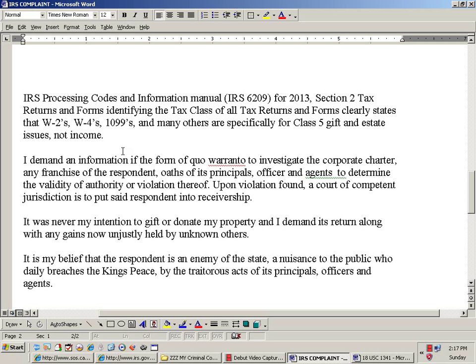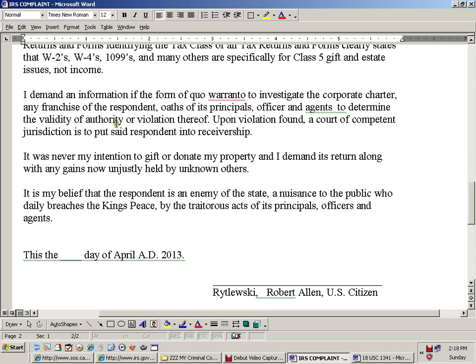It was never my intention to gift or donate my property, and I demand its return along with any gains now unjustly held by unknown others or the respondent. I guess I'll add that in there. It is my belief that the respondent is an enemy of the state, a nuisance to the public, whose daily breaches the king's peace by the traitorous acts of his principals, officers, and agents.